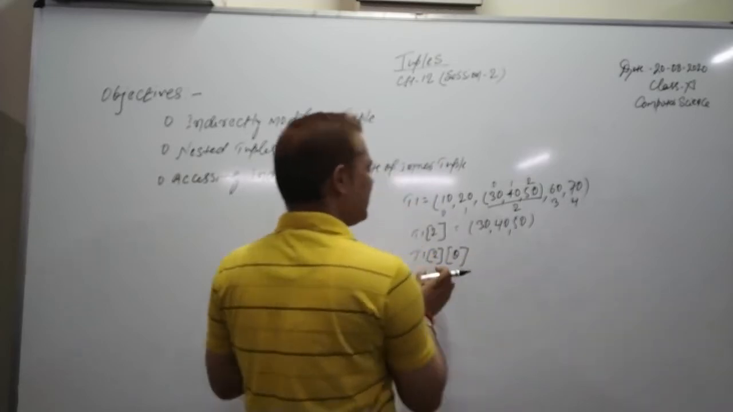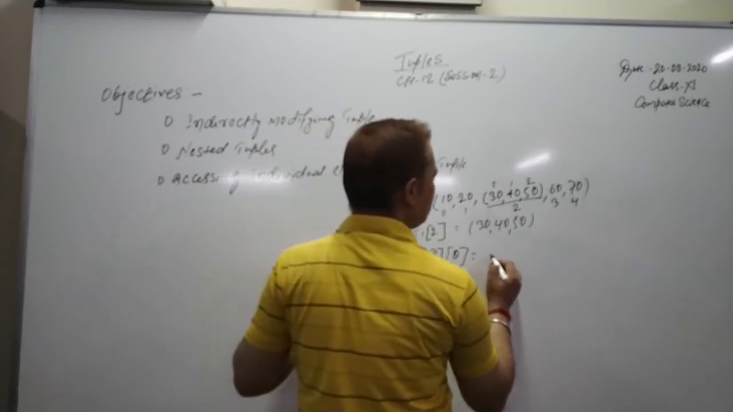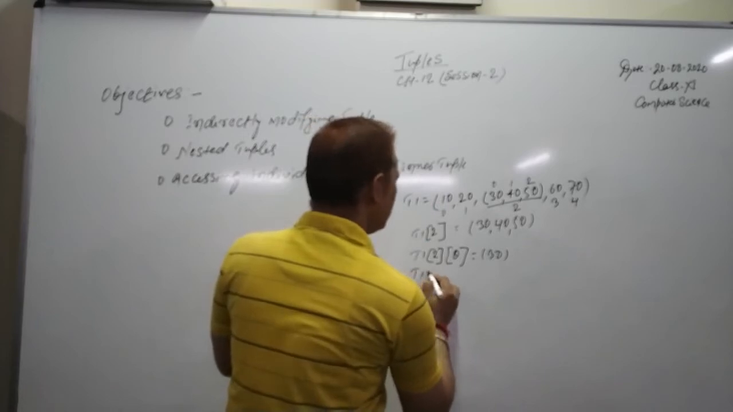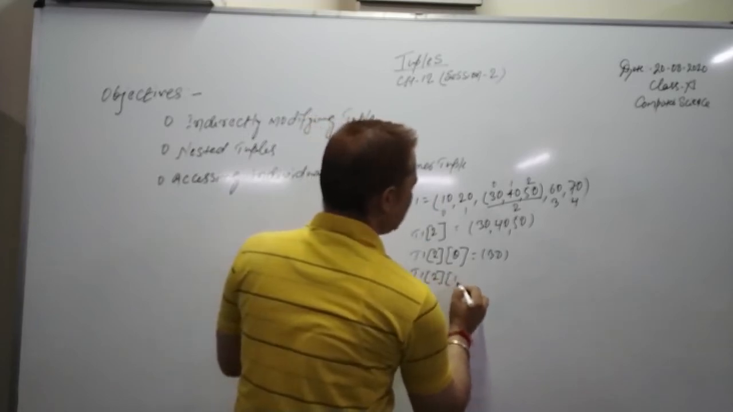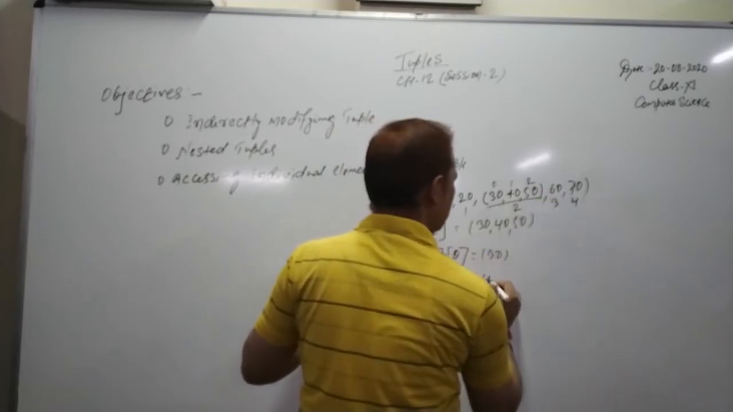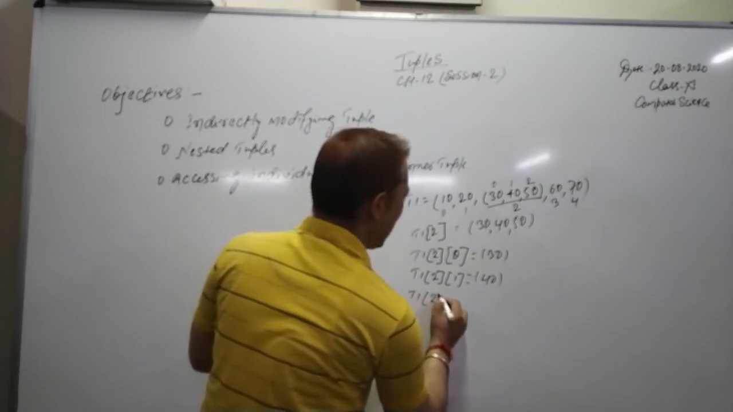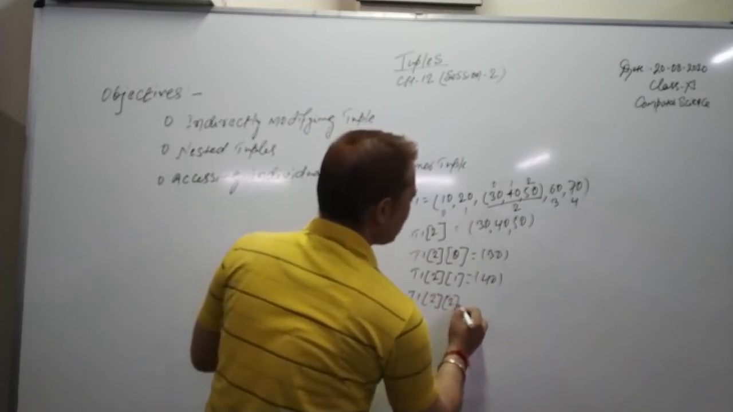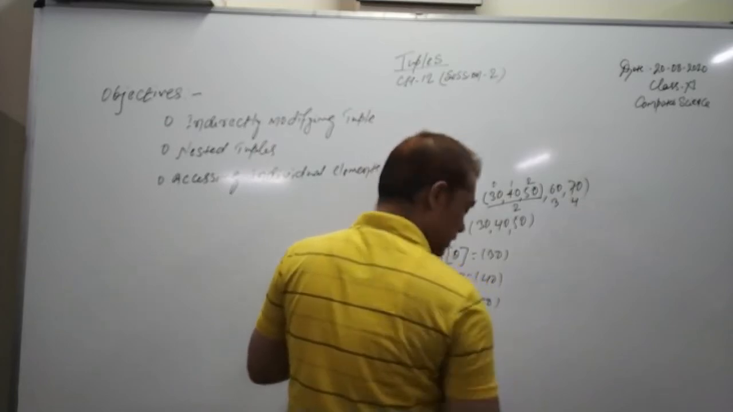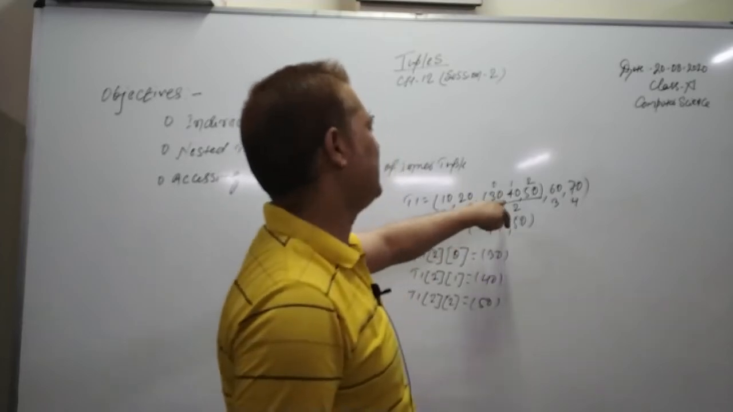Now once I say T1 of 2 and 0, it will give me only 30 as the answer. If I say T1 of 2 and 1, then I'm talking about the second element of my nested tuple, that is 40. So 40 is the answer. And if I say T1 of 2 and 2, you are talking about the third element of it, and it will give you 50. So this is how to access the element of an inner tuple.